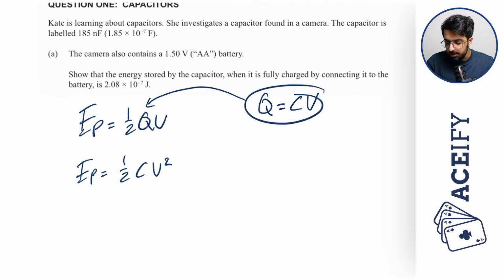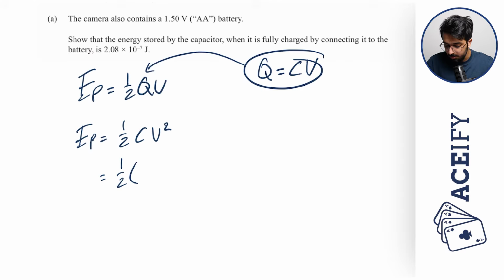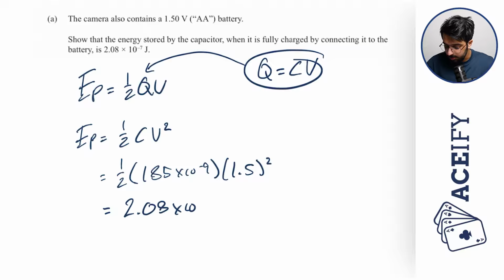And so we are given the capacitance, and we can simply plug it in, and we get half times our capacitance of 185 times 10 to the negative 9. Times 10 to the negative 9 is how you convert from nanofarads. And that's multiplied by 1.5 squared. And this gives an energy of 2.08 times 10 to the negative 7 joules.